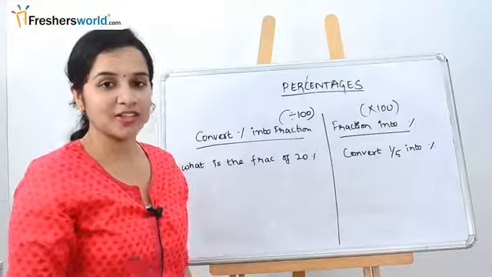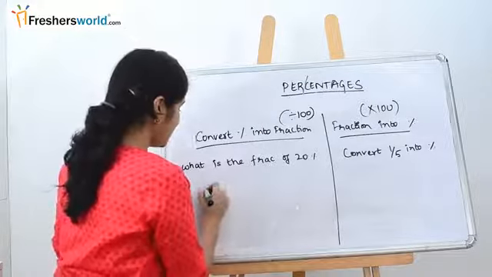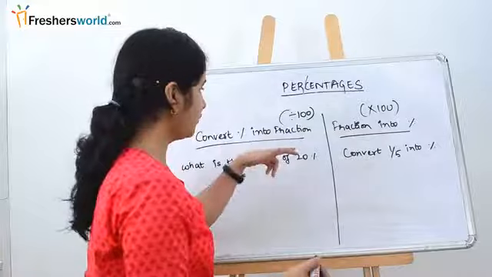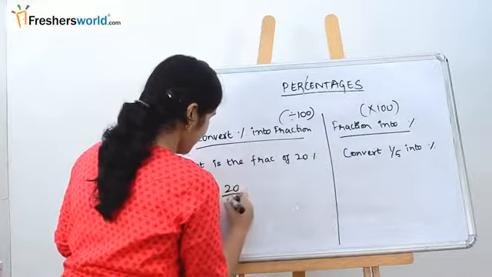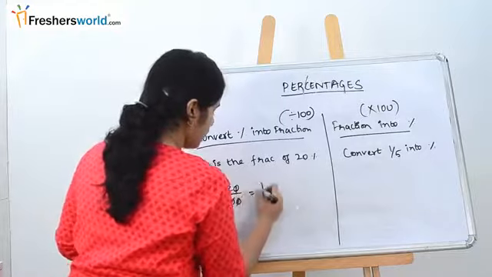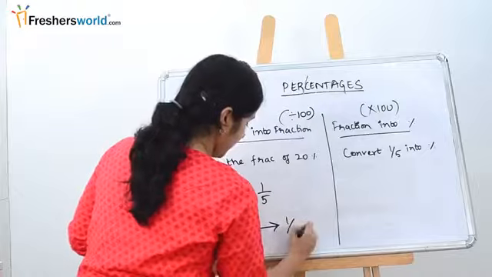To understand this concept better, let's solve a simple problem. What is the fraction of 20%? They are asking you to convert 20% into a fraction. 20% is nothing but 20 divided by 100. So it is nothing but 1 by 5. So 20% we have converted into 1 by 5.